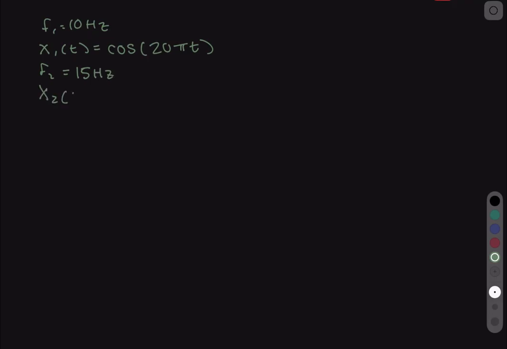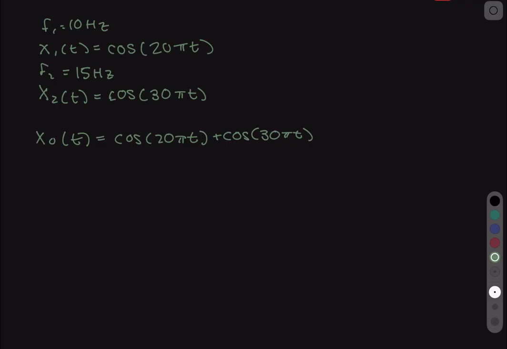So we have cosine of 30 pi t. And we sum these to get a signal that looks like this. So we want to find if this signal is periodic, and if so, what it's periodic with. Just like last time, we're going to start by plugging in t plus t naught, and I'm going to skip straight to the distributed form this time, just to save some time here.